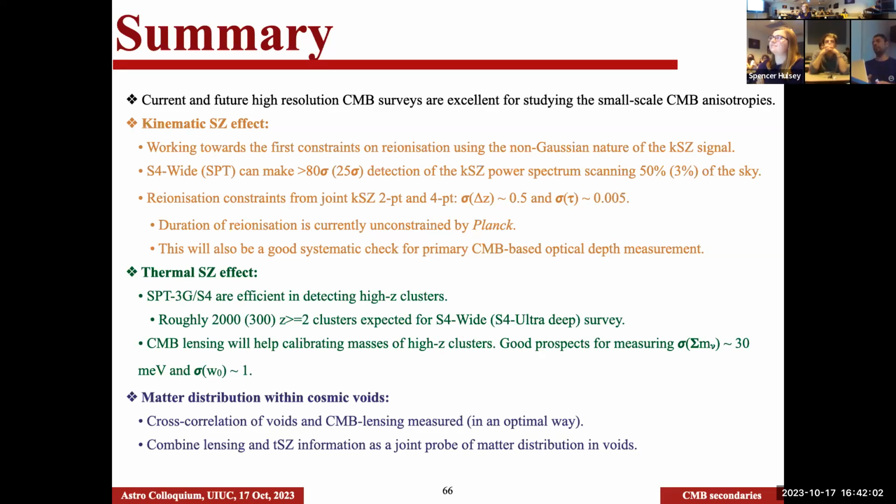crossing, getting some external information for TSZ. Okay, gotcha. You mentioned a TSZ prior, and where does that prior come from? That prior comes from the bispectrum. Okay, gotcha.